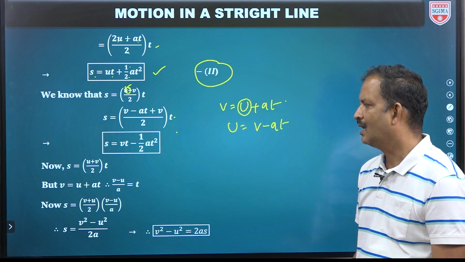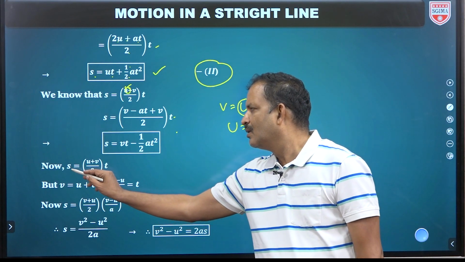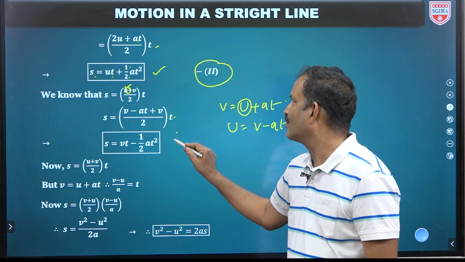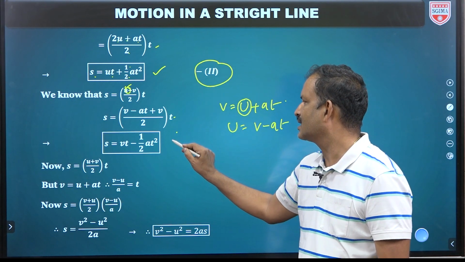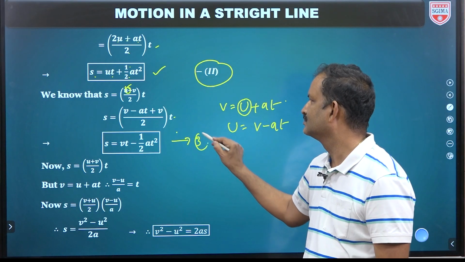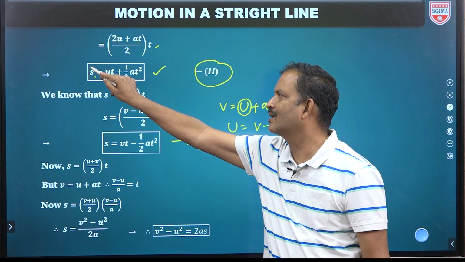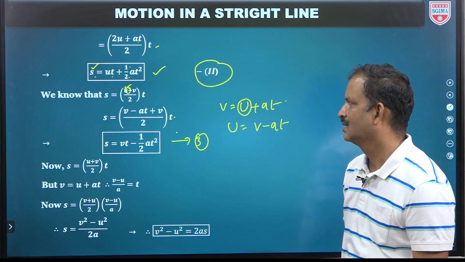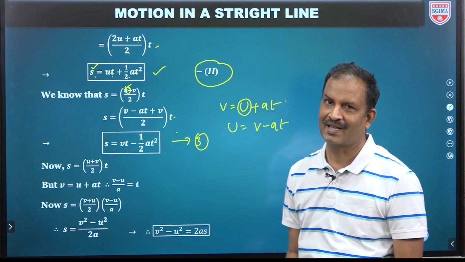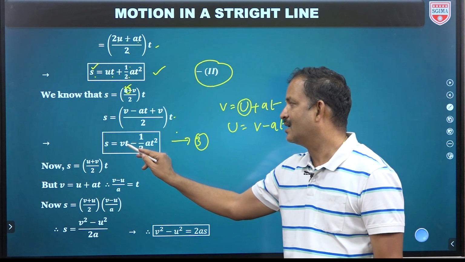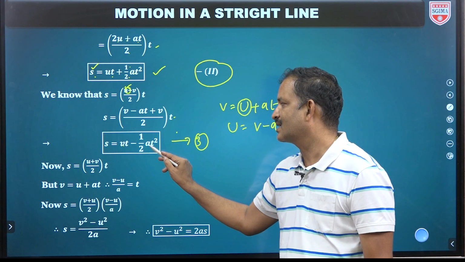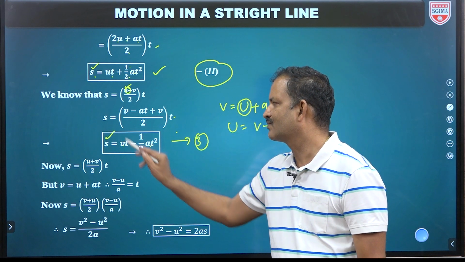Okay. Now, this is the second formula, and this is the third formula. Here initial velocity and acceleration are given, so you have to use this one. Here we have no final velocity. Here final velocity and acceleration are given, so we have to use this formula.